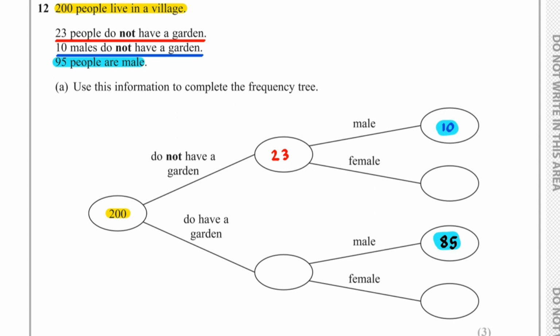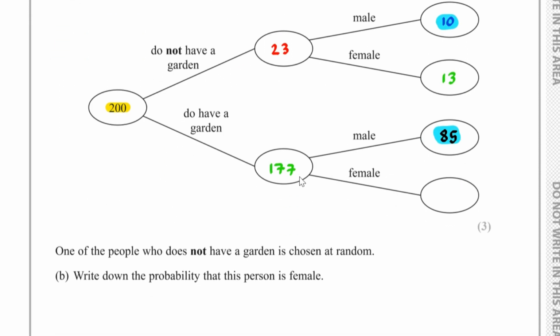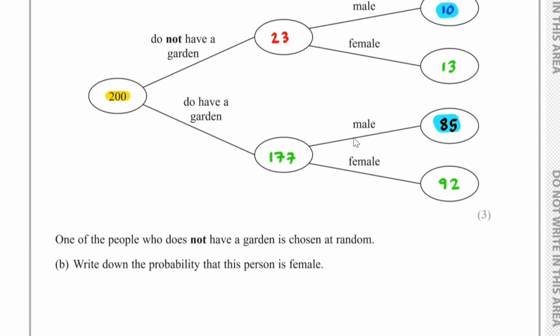So now we can fill in the rest. So 200 take away 23, that's 177. So 177 people have a garden. How many females do not have a garden? Well, 23 take away 10, that is 13. And then how many females do have a garden? 177 take away 85 is 92. So we've got 92 females who have a garden.